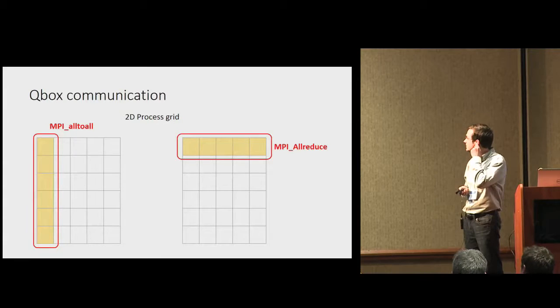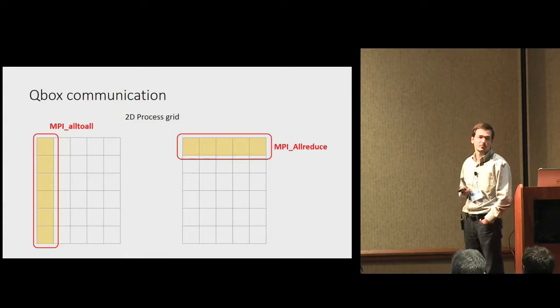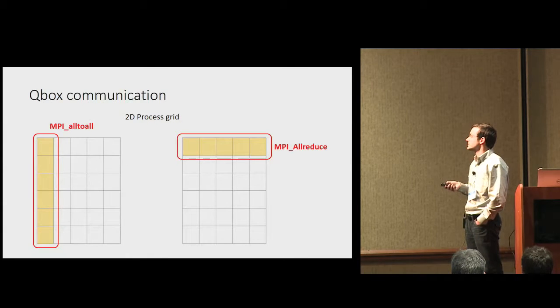For the 3D FFT, the states are divided across columns in a 2D process grid, and each of these columns is doing several MPI all-to-alls. And then this information is aggregating the densities with an MPI all-reduce on the rows.